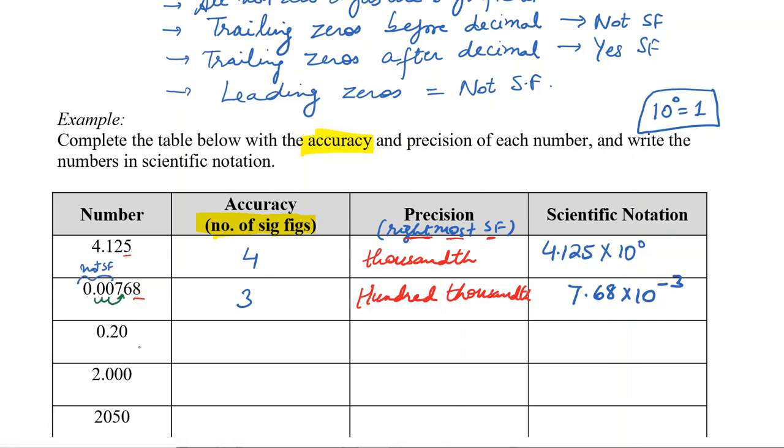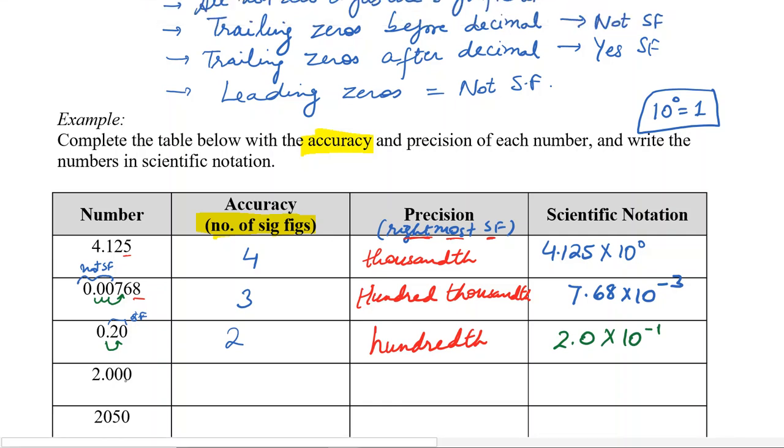Next we have 0.20. In this case, trailing zeros after the decimal are significant. So these are significant, so the sig figs are 2. So we have 2 sig figs. And the precision is 100th place. And for the scientific notation, you move the decimal 1 place to the right. So it would be 2.0 times 10 raised to power -1.